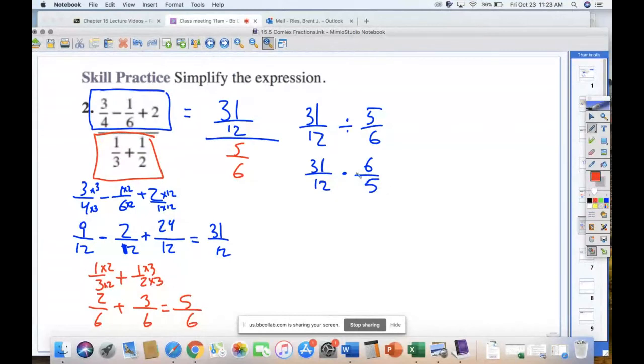I look to see if I can reduce anything. Again, 6 and 12 is going to give us 1 and 2. And we end up with 31 times 1 is 31. 2 times 5 is 10. We get 31 tenths. Leave it that way. Do not make it 3.1. Do not make it 3 and 1 tenth. Don't do that. Leave it 31 tenths.